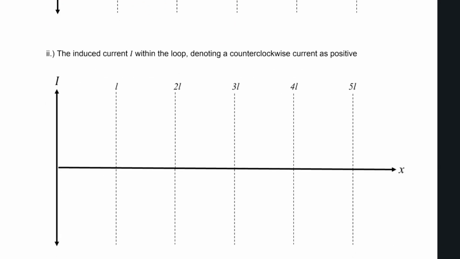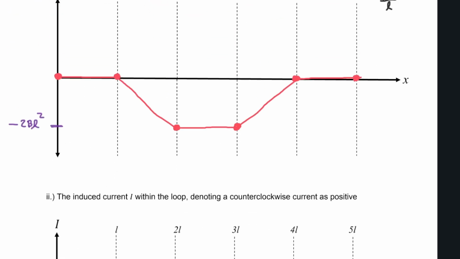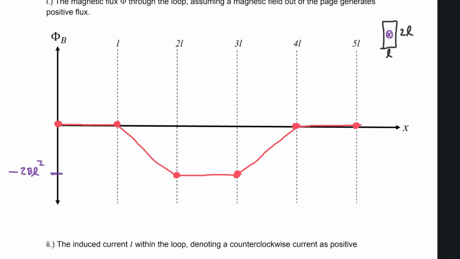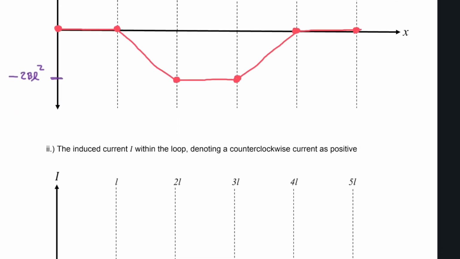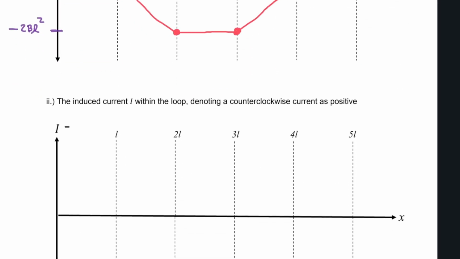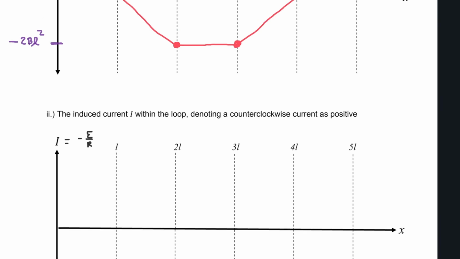So now we're looking at the induced current within the loop, denoting a counterclockwise current as positive. So we can just look at the negative slope of this graph in order to tell us what the answer will be, because once again, we do know that this is equal to the negative of the induced EMF divided by R, which again, the EMF is the flux change.